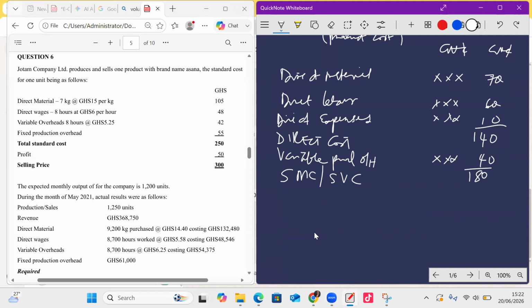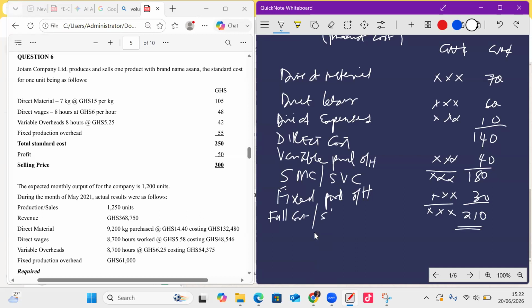Okay. Then we add the fixed production overhead. Let's say that is 30. Together, this gives us 210, right? This 210 is called the full costs or the standard absorption costs, or we can say standard costs. Are you good? Yeah. Now, pay attention.